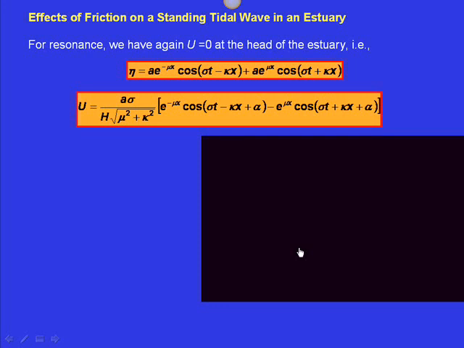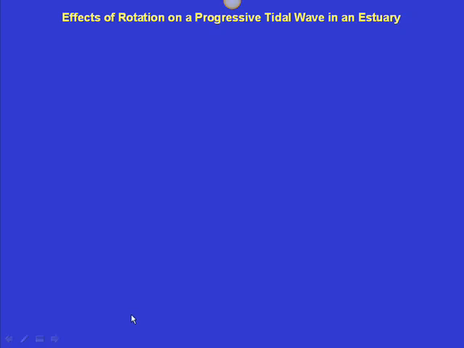Now, an exciting effect, the effect of rotation. So now what we have, let's eliminate friction. We have the plane wave in the longitudinal direction. In the lateral direction, we have that momentum balance. And this momentum balance, what is this called? It's the same as the momentum balance across the estuary. Geostrophic, pressure gradient versus Coriolis.